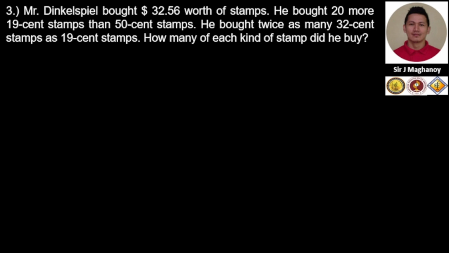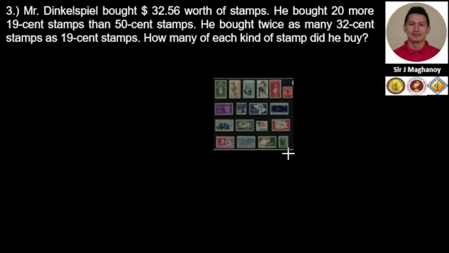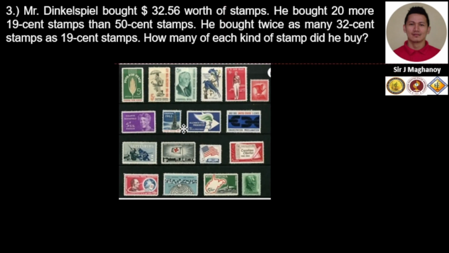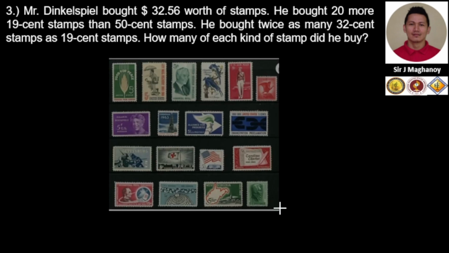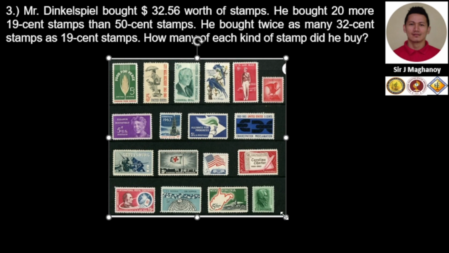So how does it look like? These are examples of stamps. Our grandparents sending their letters would go to the post office. You buy a stamp to be attached to your mailing envelope. Your mailing envelope should have a stamp. These are examples of American stamps.